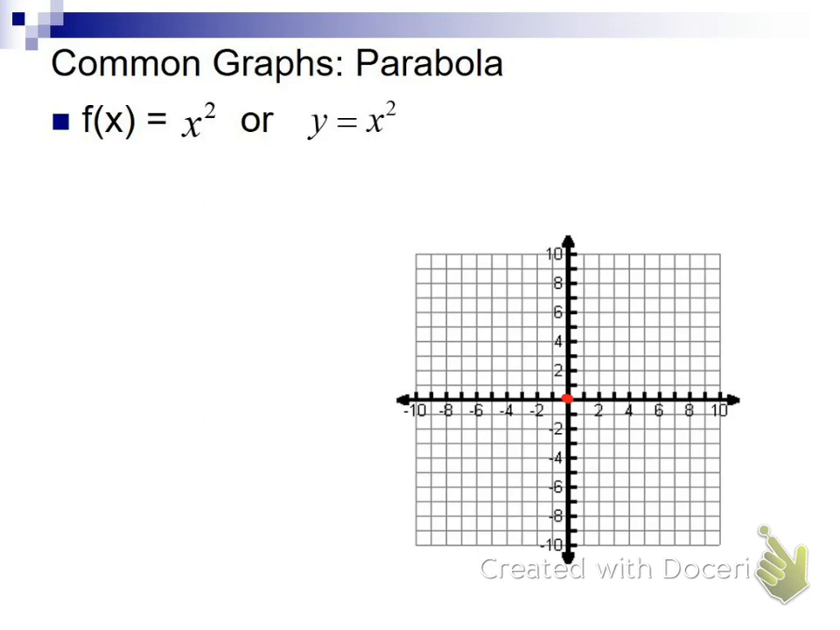If I plugged in 1, what's 1 squared? 1. If I plugged in negative 1, what's negative 1 squared? 1. If I plugged in 2, what's 2 squared? 4. If I plugged in negative 2, what's negative 2 quantity squared? 4. There's a quick graph, and I want some points because I need to know the values, and we have a U shape of this.